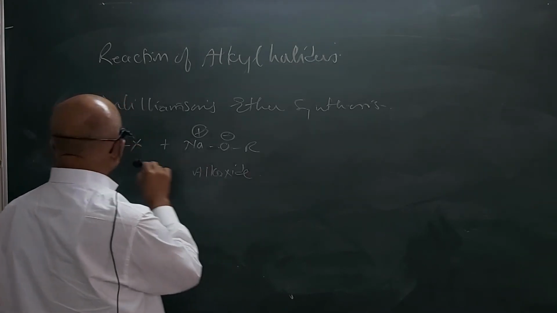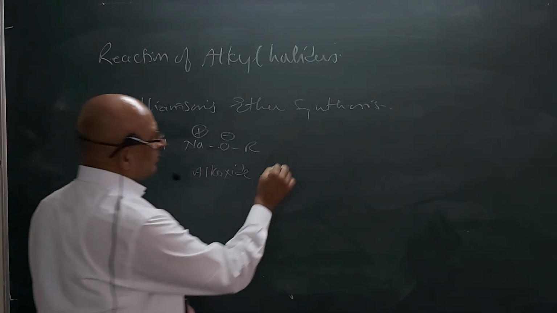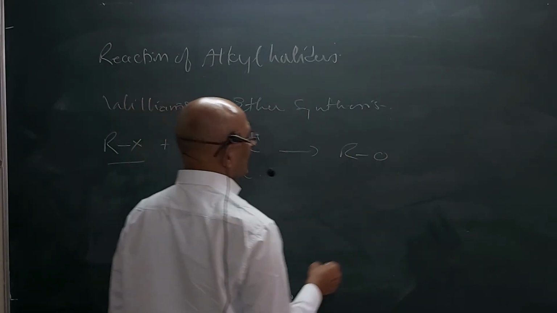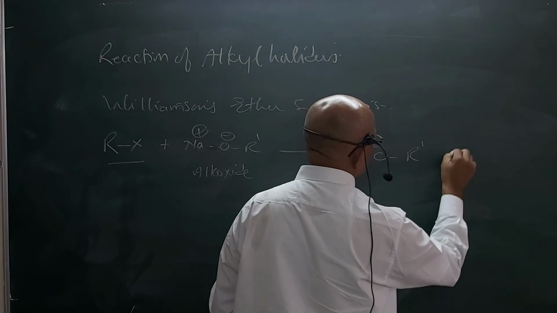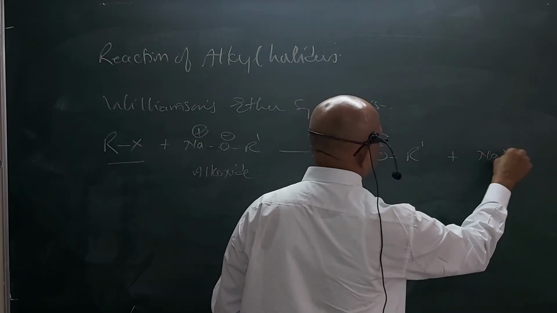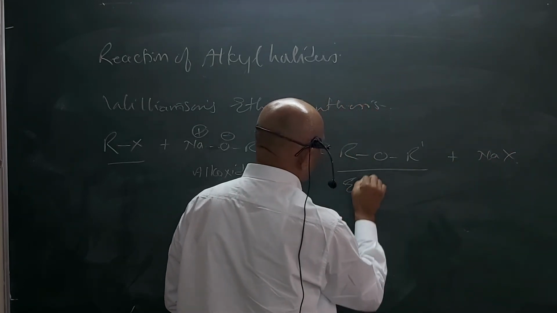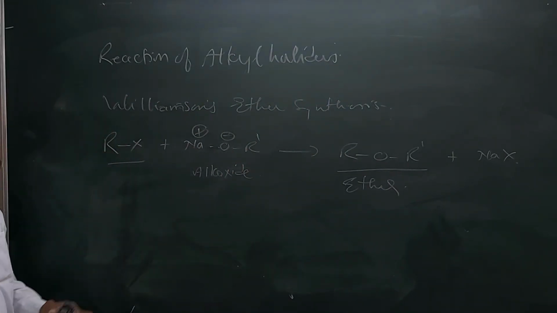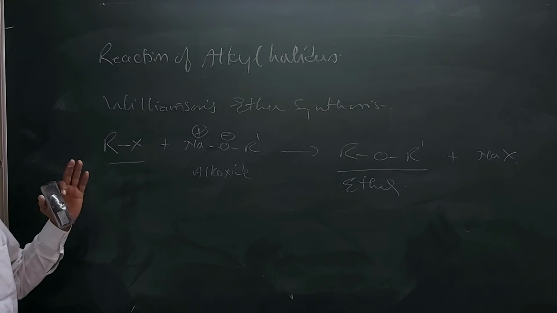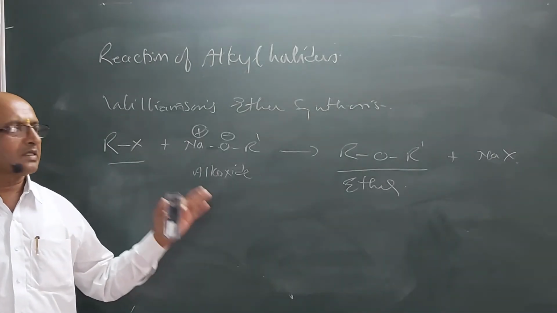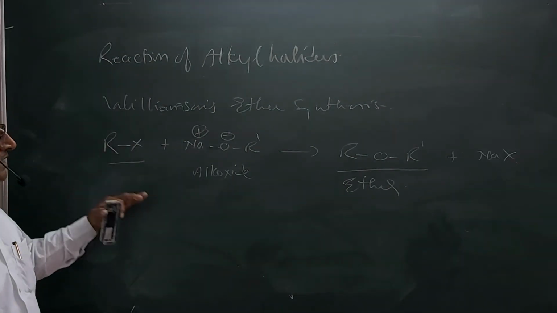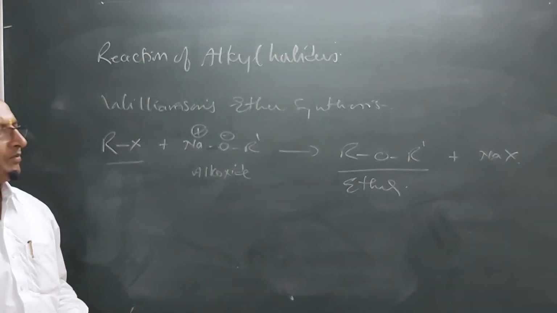This alkoxide, on reaction with the alkyl halides, gives you the ethers, that is RO R dash, plus NaX. So the product which is obtained is ether. In this way we can synthesize the different types of ethers, symmetrical ethers and asymmetrical ethers, by using alkyl halides and sodium alkoxides.